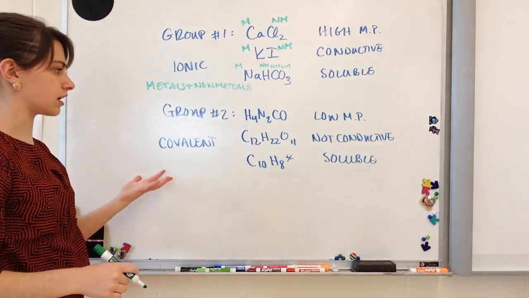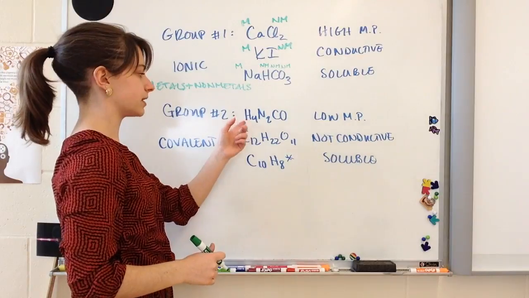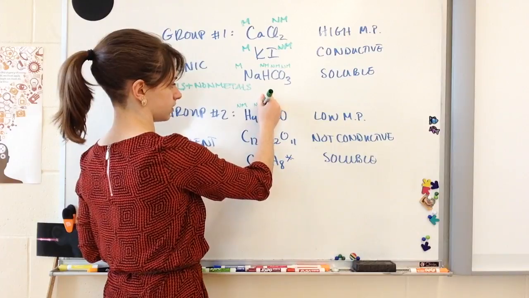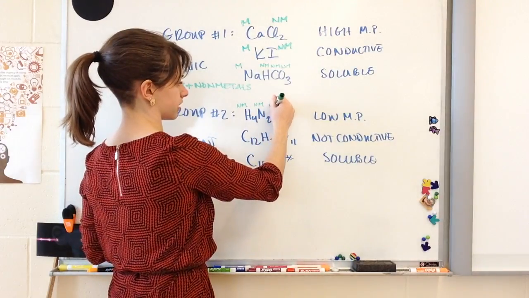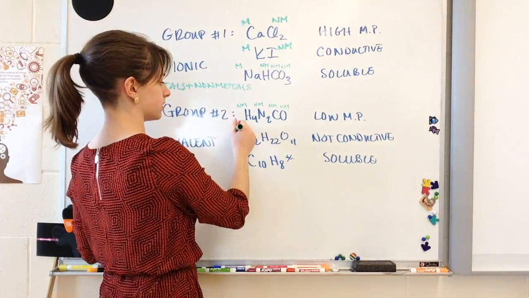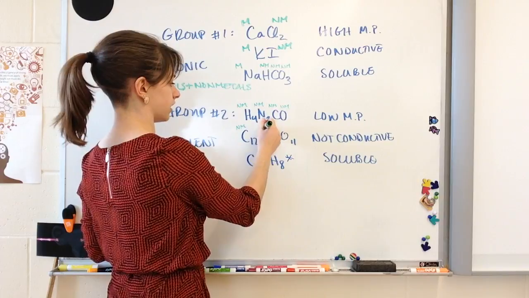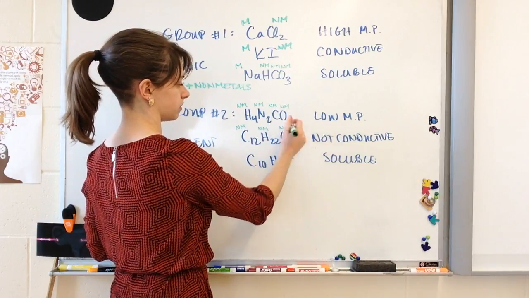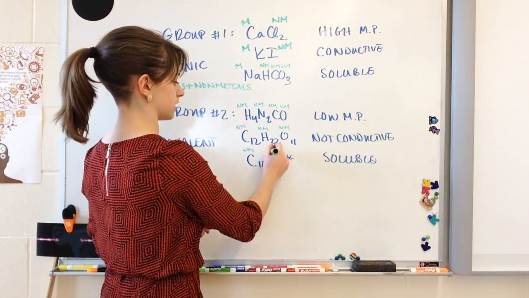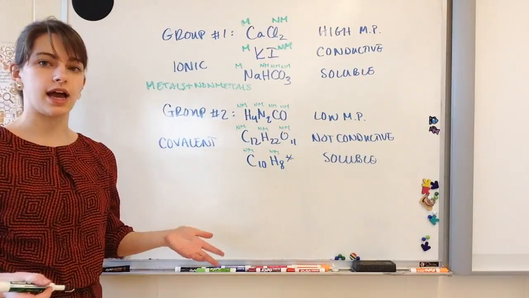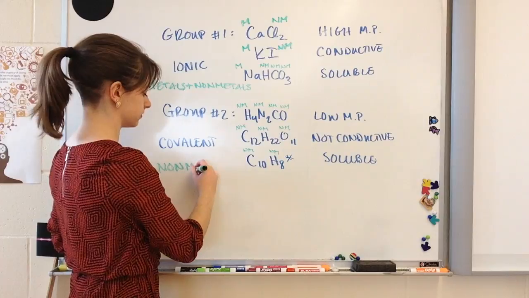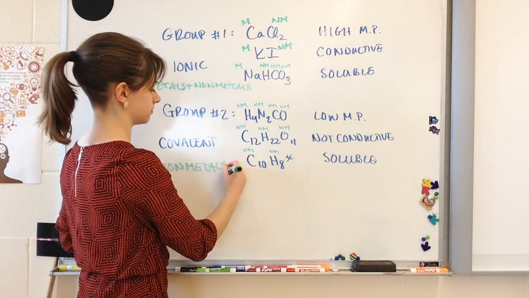We can do the same thing with our covalent compounds. So in urea, we have hydrogen, which we already said was a nonmetal, nitrogen, which is also a nonmetal, carbon, and oxygen, which we also already said were nonmetals. If we look at sucrose, we have carbon, which is a nonmetal, hydrogen, a nonmetal, oxygen, a nonmetal. And then naphthalene, carbon, is a nonmetal, and hydrogen is a nonmetal. So if we were to generalize what types of elements make up our covalent compounds, these are nonmetals. They are made up of nonmetal elements.